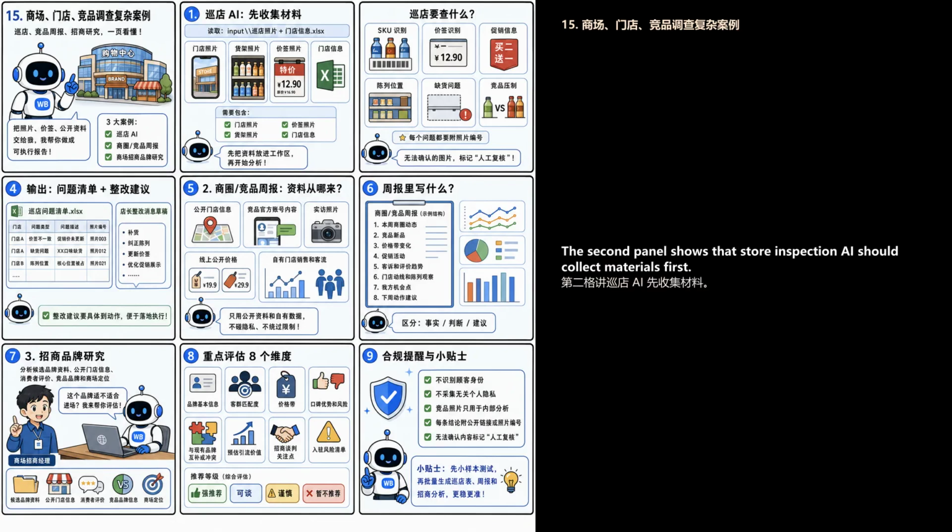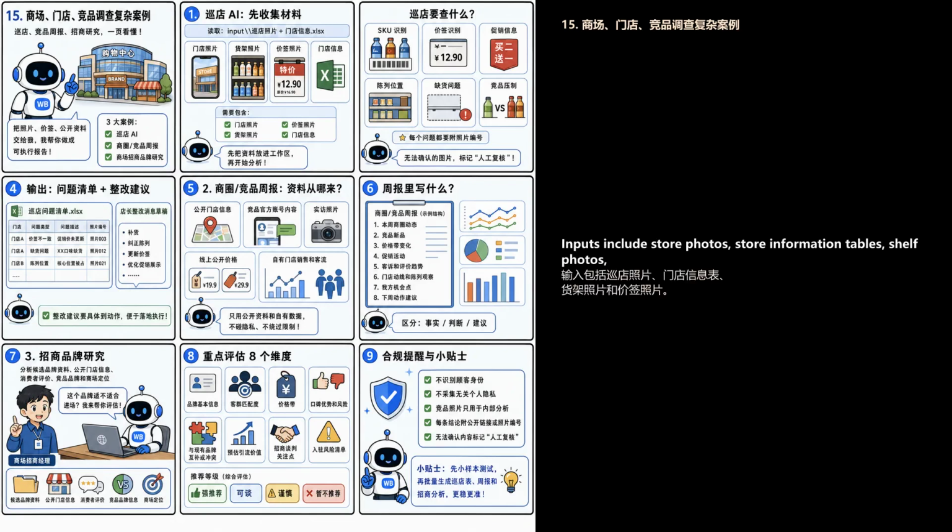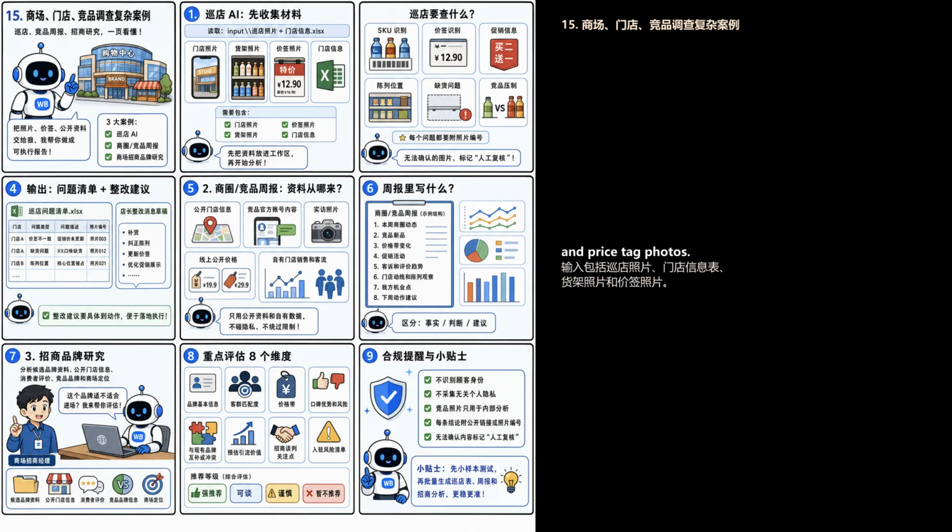The second panel shows that Store Inspection AI should collect materials first. Inputs include store photos, store information tables, shelf photos, and price tag photos. Put all materials into the workspace before analysis. File name should preferably include store, area, and photo number.